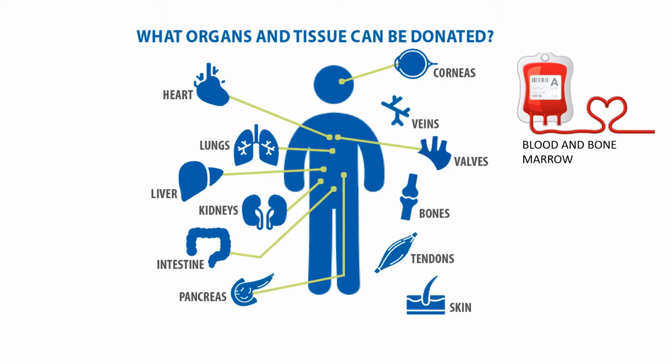So, what organs or tissue can be donated? And this isn't even a fully inclusive list. The ones you're probably the most aware of are kidney, liver, lung, heart. But we can also have donated valves, bone, tendons, skin, pancreas, intestine, the corneas, and don't forget blood and bone marrow. And again, this isn't a fully inclusive list. There are other things that I'm sure I missed, but the biggest one that most of you should definitely be familiar with is kidney transplant.